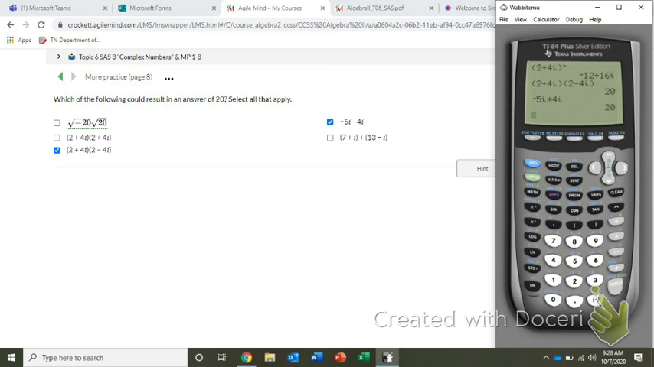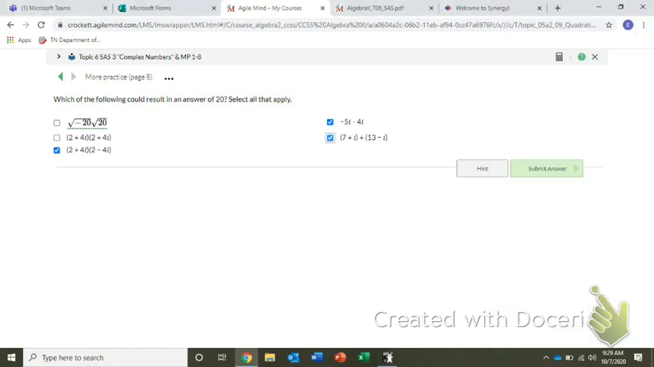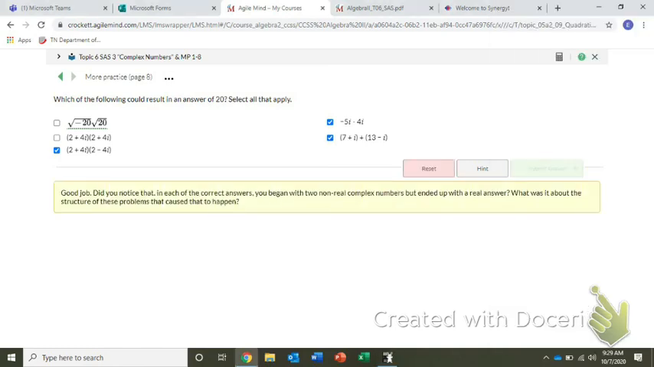And the last one, 7 plus 13 is 30. 7 plus 13 is not 30. 7 plus 13 is what? 20, and an i minus the i. Do you have any i's left? No. Y'all are something else.